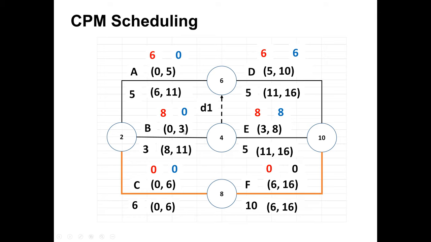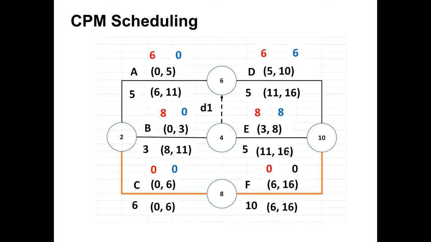Similarly for activity E, because E is going to start when B is finished, and B finishes on day 3, 3 will be the starting time for E. The duration for E is 5, so 3 plus 5 is 8, and the early finish for E will be 8. For activity F, F will start when C is complete. C finishes on day 6, so the starting time for F will be 6, plus the duration for F of 10, so the early finish for F will be 16 days.